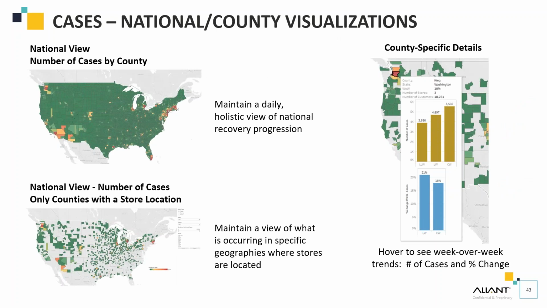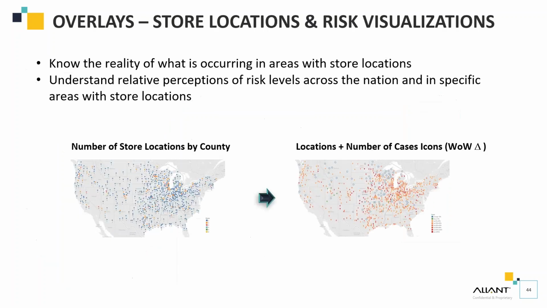Right, so now we can see a couple of different views. National view, number of cases by county. You can see that same view with only geographic areas that have store locations, and you can hover over counties to actually see week over week trends, right? Number by percentage change week over week. Here's just a couple more views. These icons on the right over here will show, by icon, by color, by which direction the arrow is going, the week over week trends.